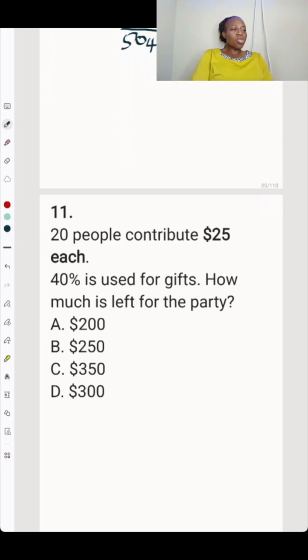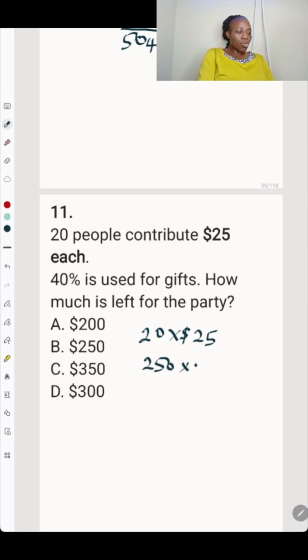Let's work on what we are seeing. 20 people contribute $25 each. So let's quickly work on that. 20 times $25. That will be 250 multiplied by 2. And that will be $500.